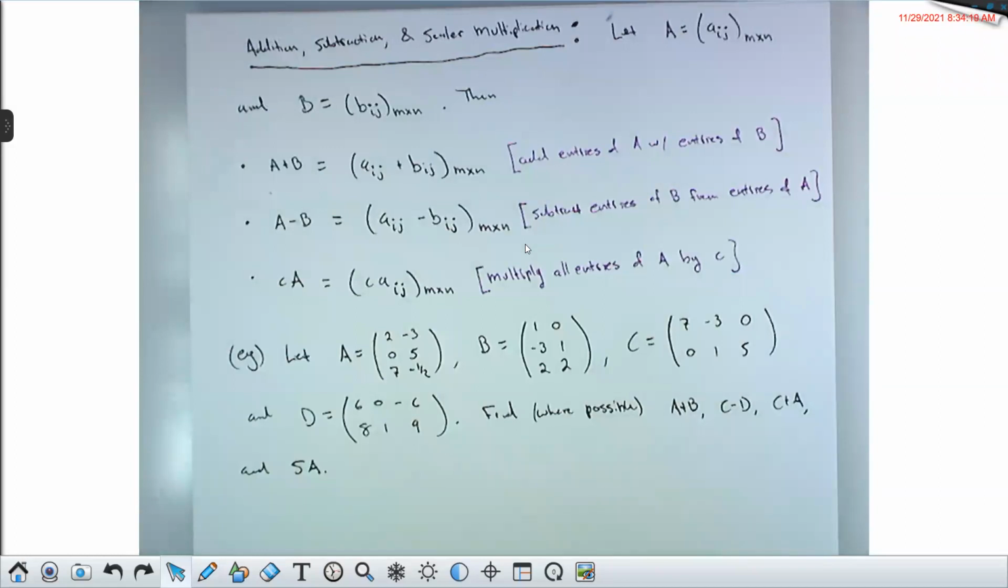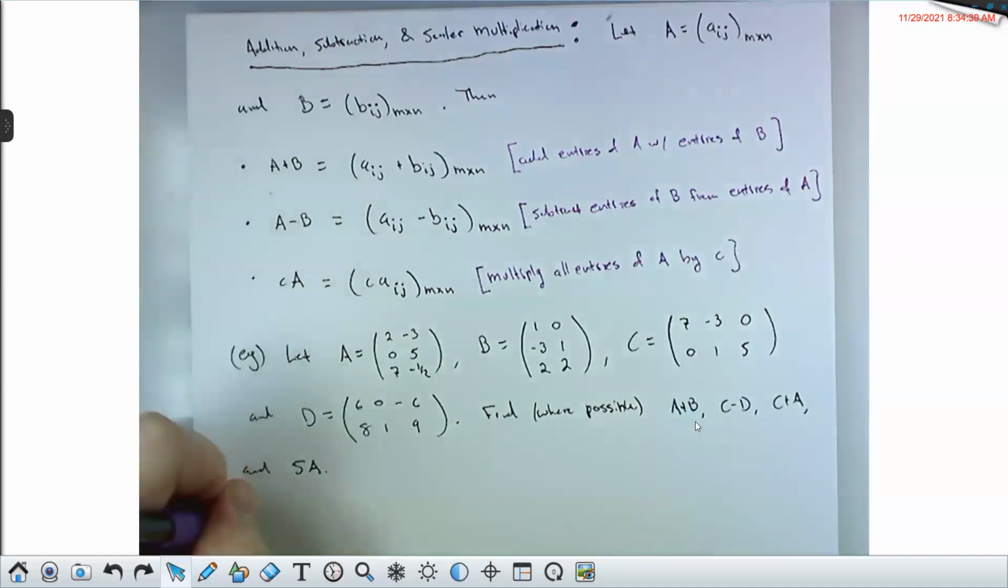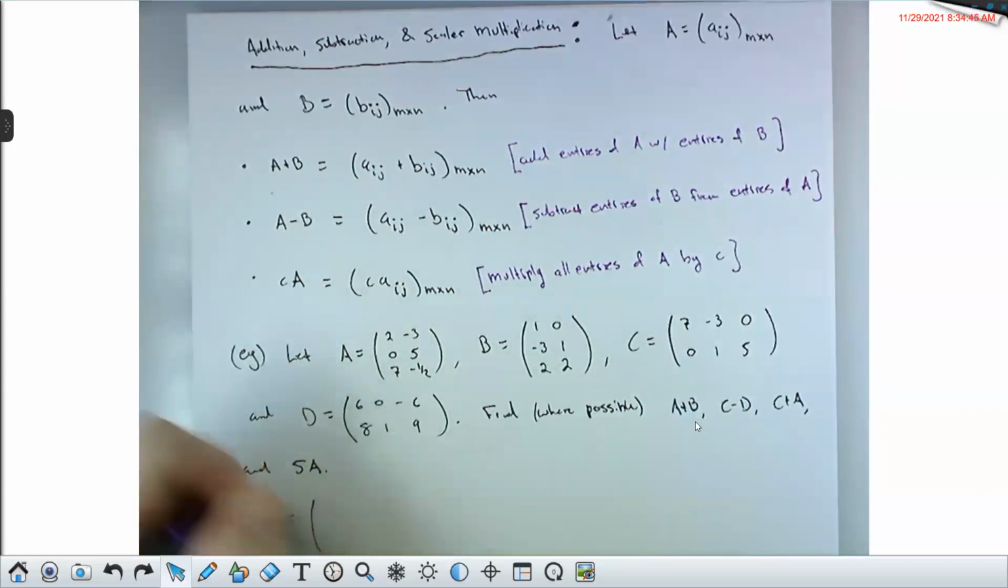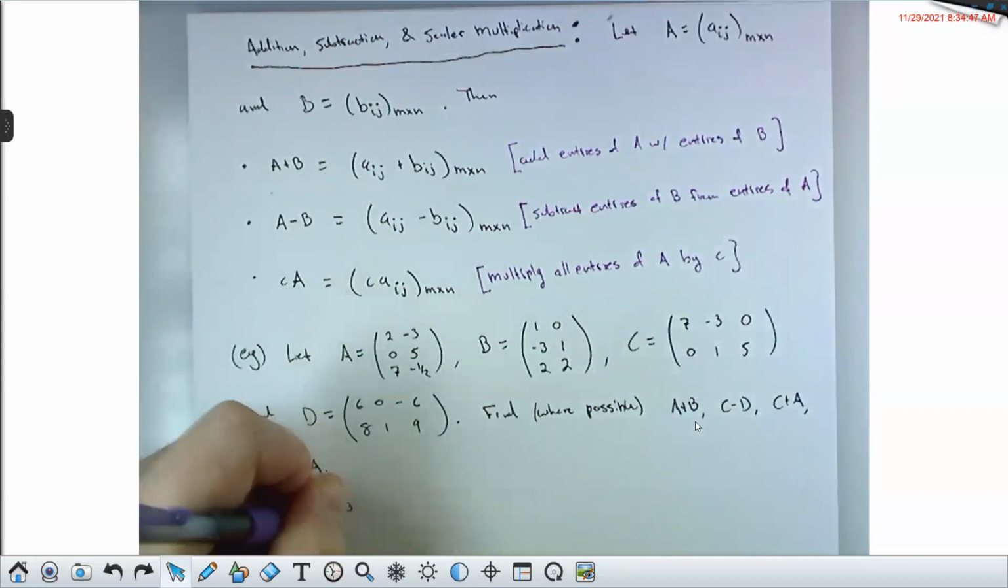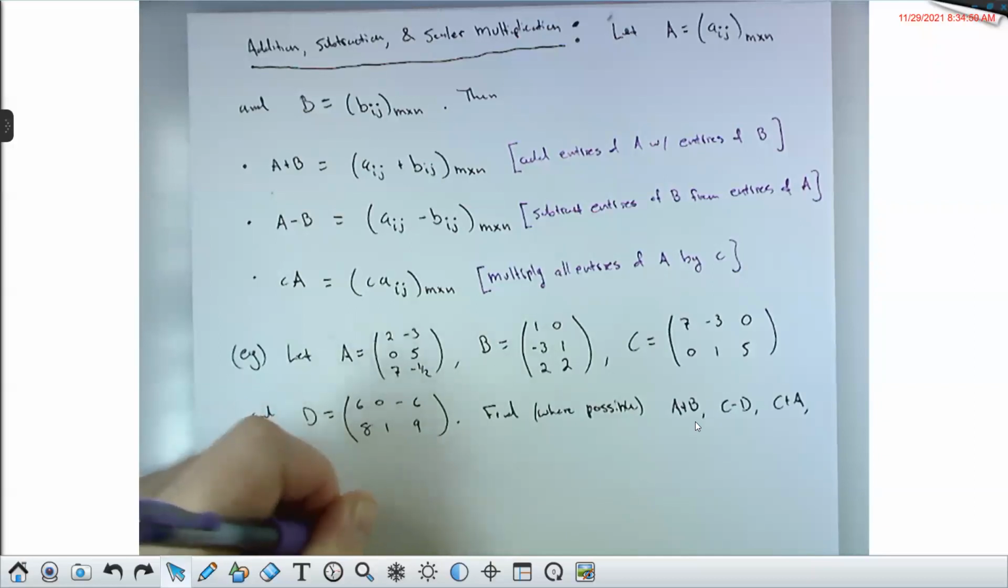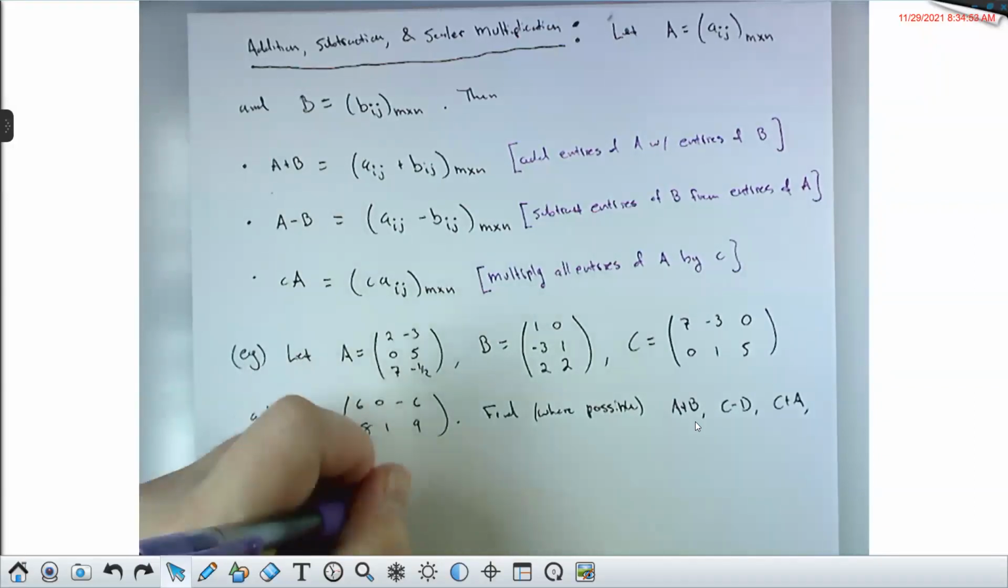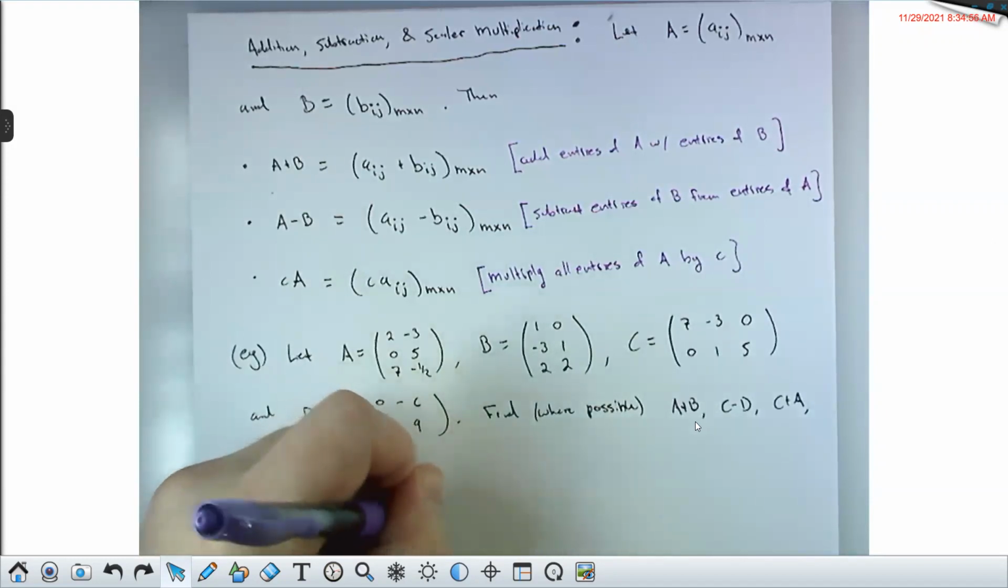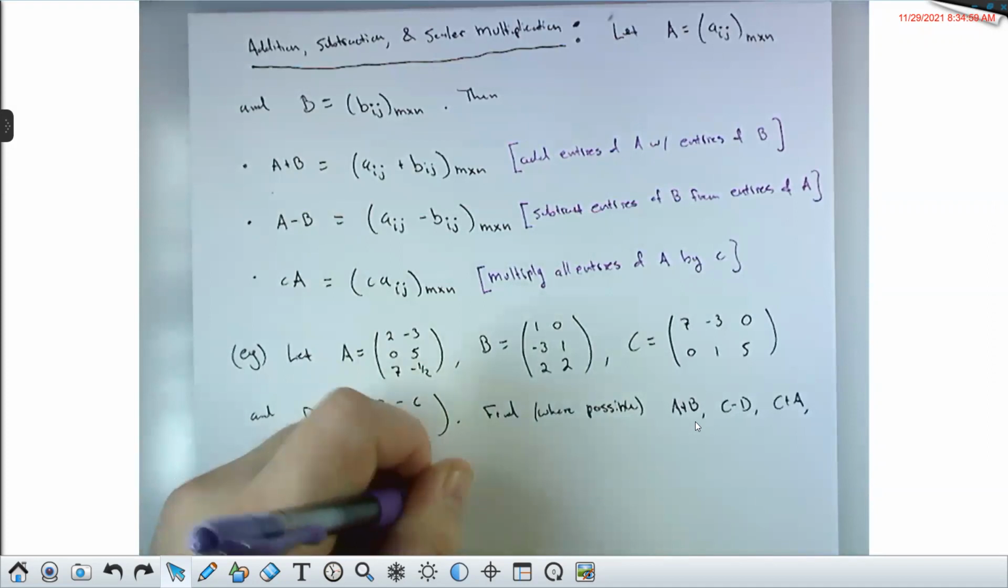Right, so I have here 4 matrices, A, B, C, and D, and I want to add A and B. I want to subtract C and D. I want to add C and A, and I want to multiply the matrix A by the number 5. Let's find A plus B first. We write this out. This is 2, -3; 0, 5; 7, -1/2, plus 1, 0; -3, 1; 2, 2.